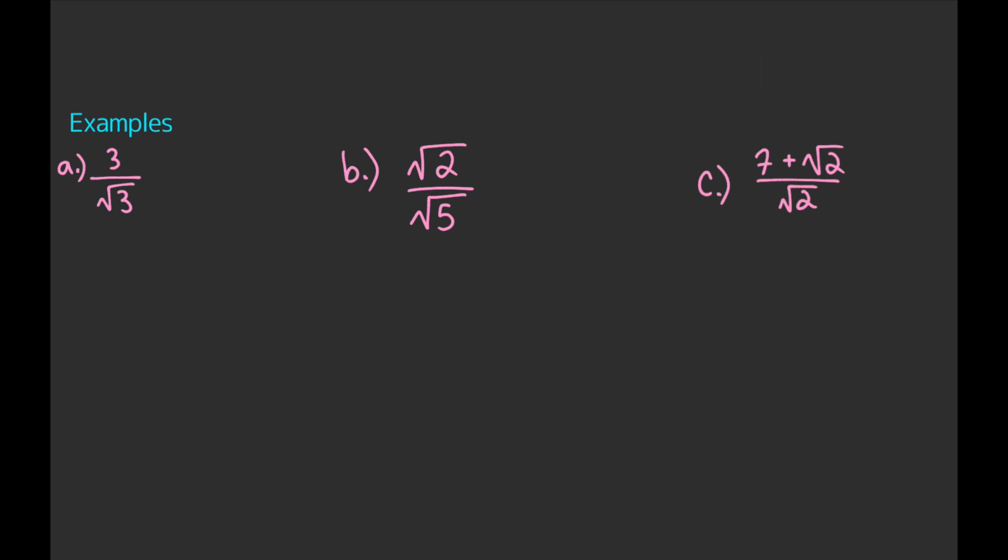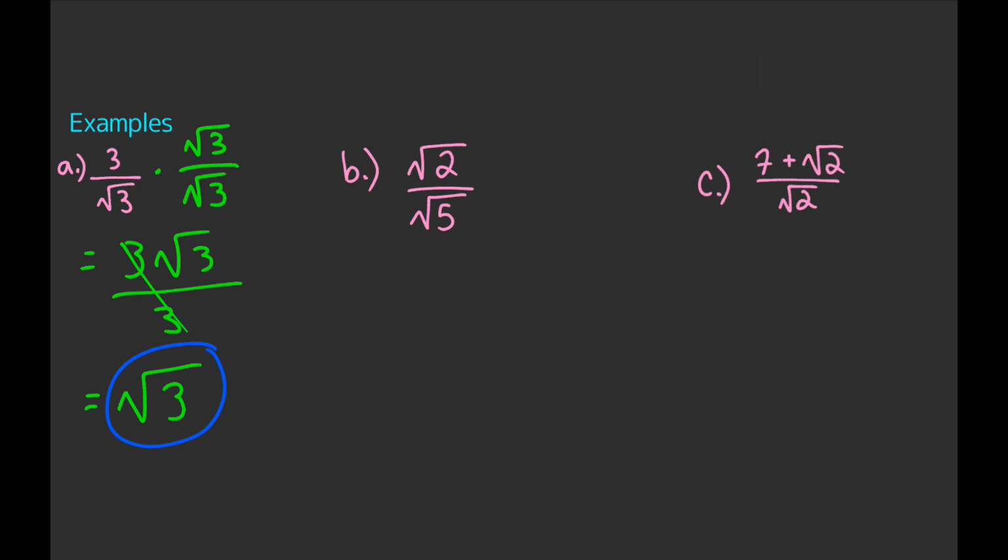Alright, here we have some examples. Start with example A, 3 over the square root of 3. What we're going to do is multiply by a well-chosen 1. Our well-chosen 1 is going to be the denominator, so we're going to multiply the top and the bottom by the denominator. And that's going to equal 3 times the square root of 3 divided by 3. And we can simplify this a little further because the 3's cancel out. So we'll be left with the square root of 3. And that is our answer.